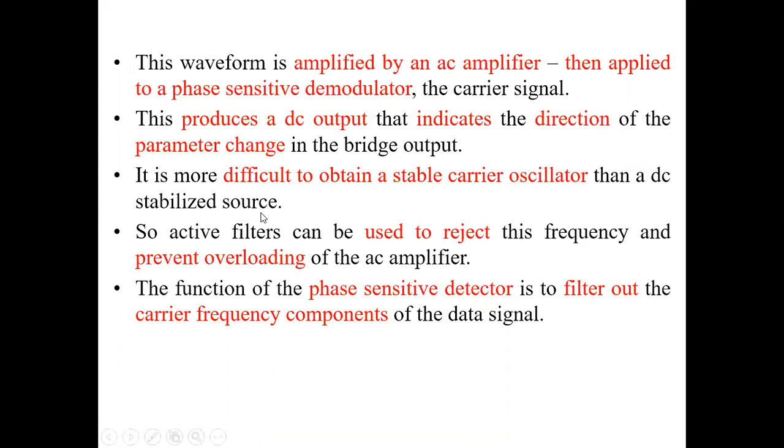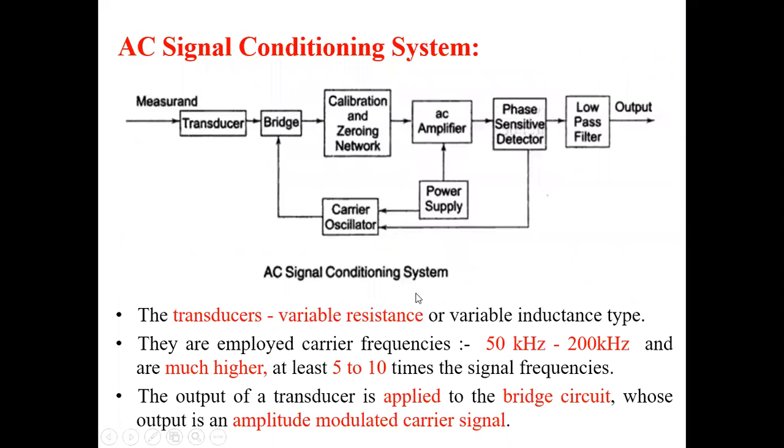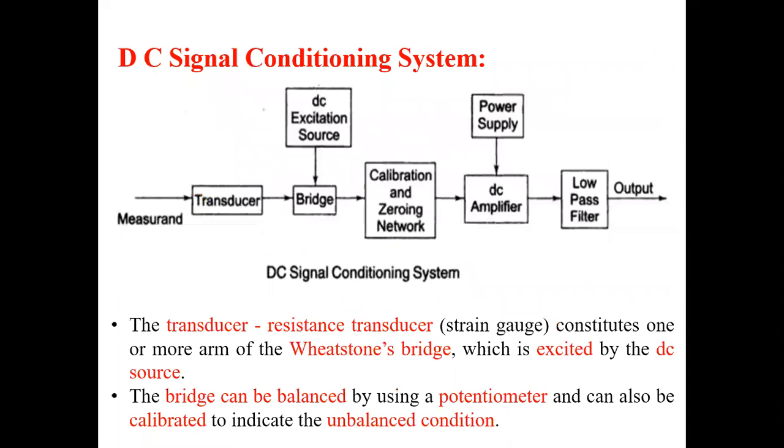Here for the low pass filter, we are using active filters, which reject the carrier frequency, and they also have the advantage that they prevent overloading of the AC amplifier. So finally the function of the phase sensitive detector is to filter out the carrier frequency component of the data signal. So these are the two signal condition systems, that is, DC and AC signal condition systems.